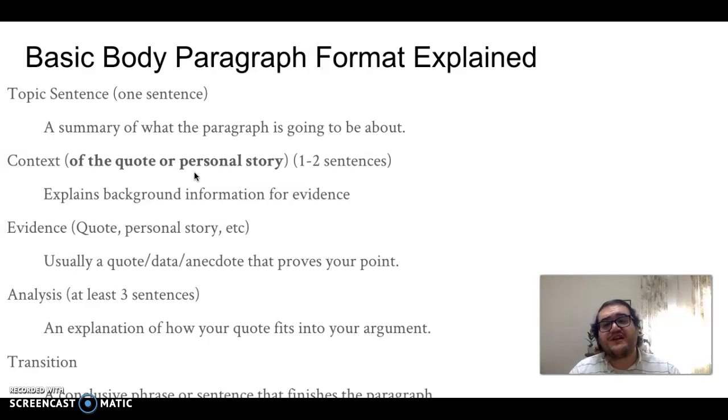You want to put in your evidence and then make sure you refer to it in your explanation of how it's connecting back to your topic sentence, which is connecting back to the reasons of your thesis statement, right? So it's all organically connected. And then finally, transition. A conclusive phrase or sentence that finishes the paragraph. It could either finish the paragraph or begin the paragraph. The transition is up to the writer.